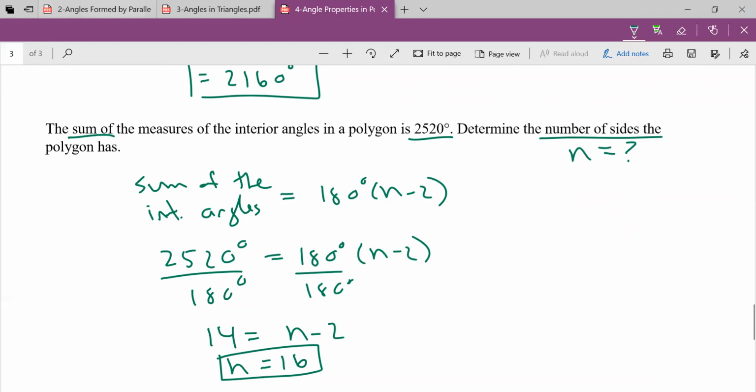Okay, so this one, like I said, I think this lesson is a little easier than the last one. You just got to really know this formula, and you got to know the definition of regular and irregular polygons. And that's about it, convex and concave.